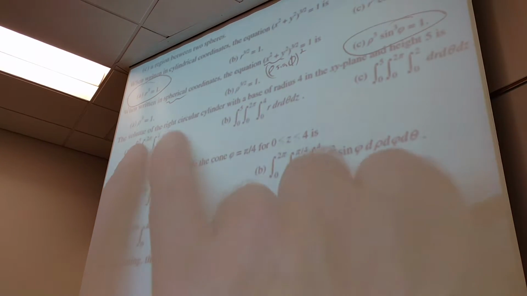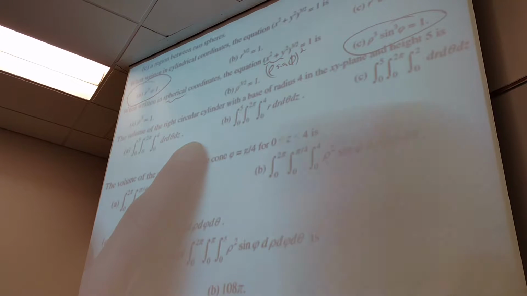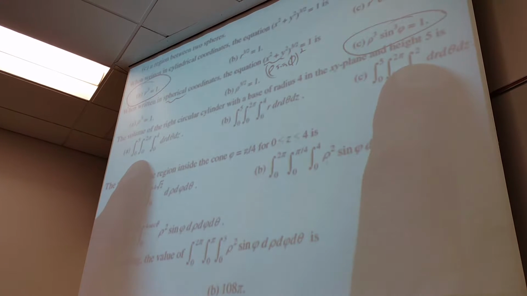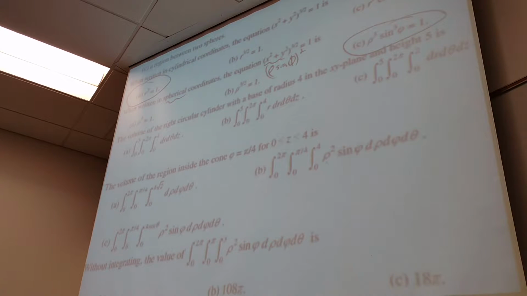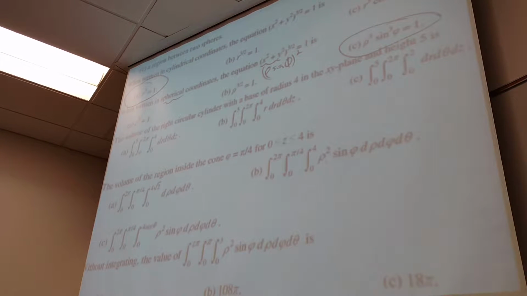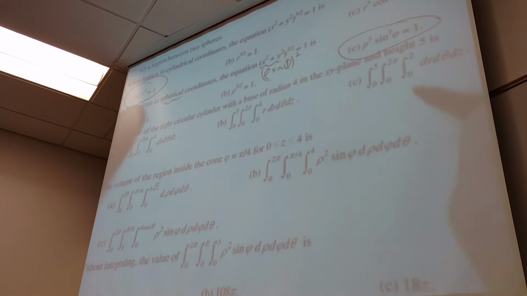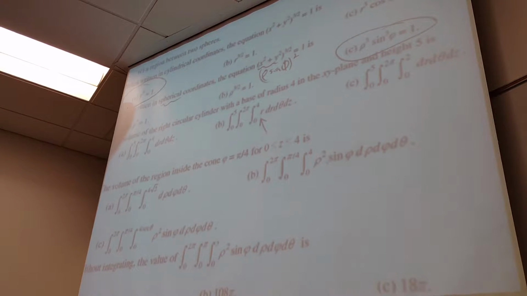Let's see, the volume of a right circular cylinder with a base of radius 4 and a plane at height 5. Which one of these is that? So how did you figure this out? What'd you do? Well, this one, R is 4, so 0 to 4 works. So C is out. Which one can you take out of here? This is the only one that has R in it. That's kind of a bit of a giveaway.